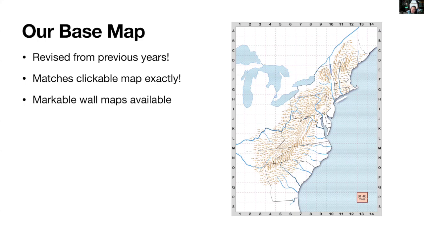You can see, Karen, you were talking map skills. You can see down here, every grid is an 80 by 80 mile square. And if you would like to get a markable wall map version of this, I do have a couple that I might be able to send out.